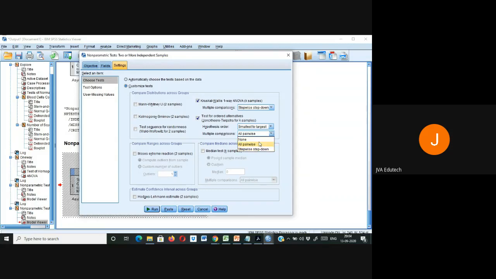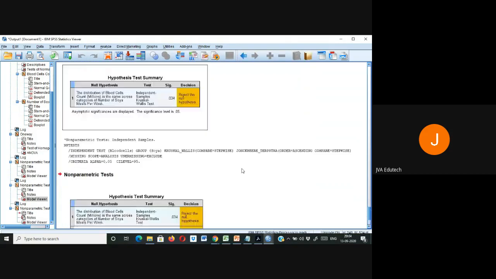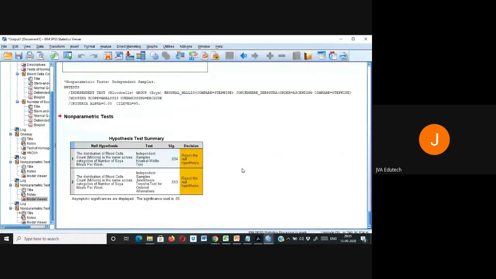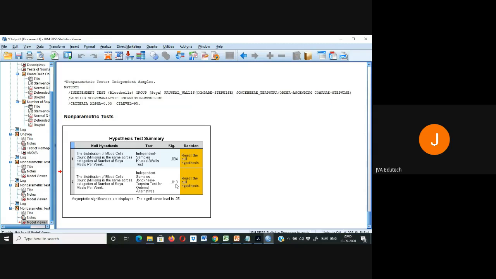So here you can choose whether you want to go for pairwise or stepwise down. Again, you have the same option. Let's say we want to do the stepwise down method. Run the test. What is it giving you? 0.013. It again says there exists a significant difference.